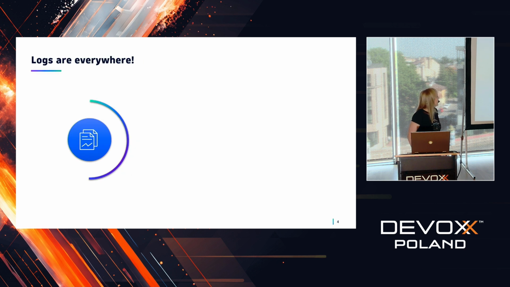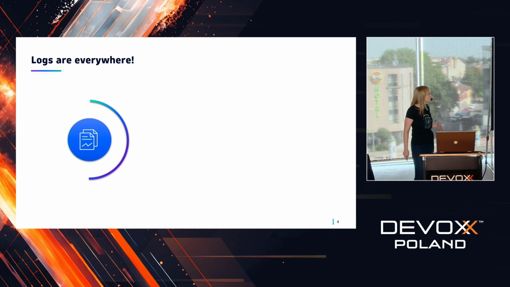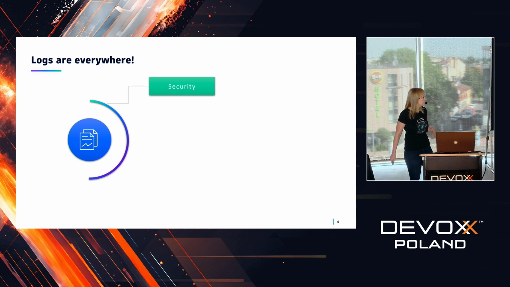Okay, so let's talk about logs. Logs are a pillar of modern observability. They have been used since the invention of servers, and now, a couple of decades later, they are still one of the most important monitoring data. Why? Because they contain a lot of very useful information.